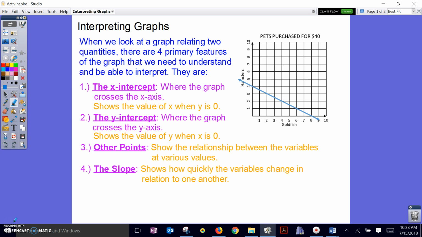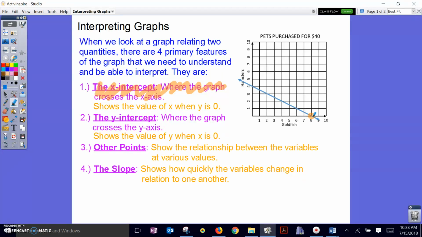Let's look at the primary features of the graph that we will be looking for and using in interpretation type questions. There are four primary things that we can look for from a linear graph. The first of these is the x-intercept, and the x-intercept is where the graph crosses the x-axis. That's that point right there. And anytime we have an x-intercept, it shows us what the value of x is when y is 0.